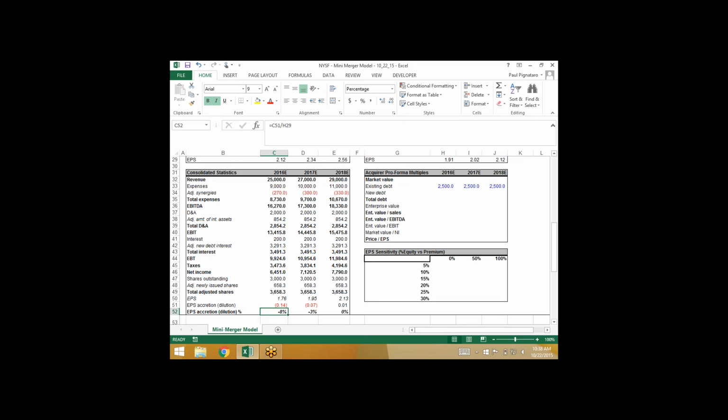And then the dilutive elements are the amortization on the intangible assets, the interest expense on the debt raised, and the new shares from the equity. So there's three things that are dilutive there. Yep. So you need to think about it that way.